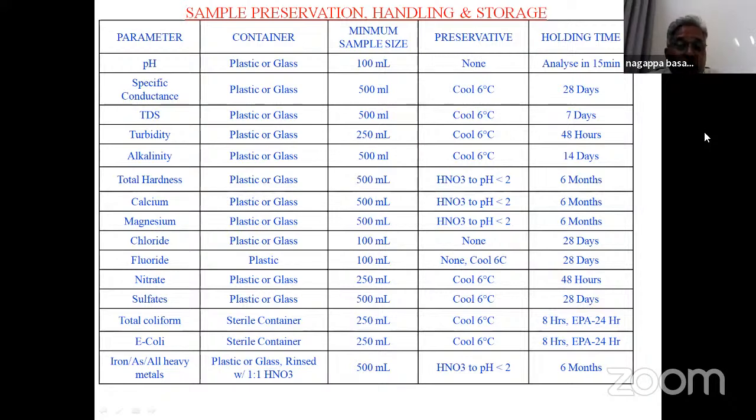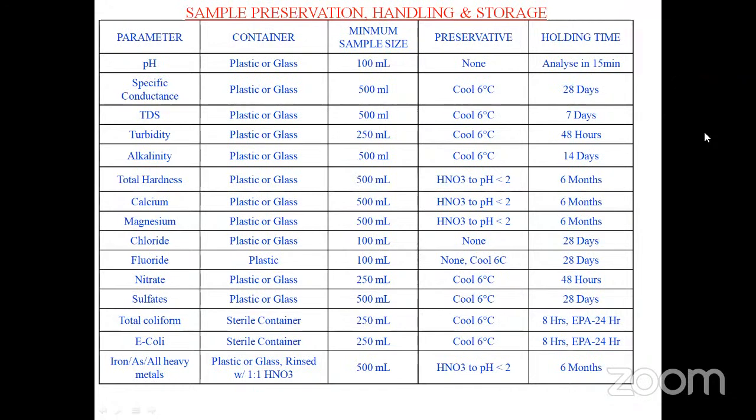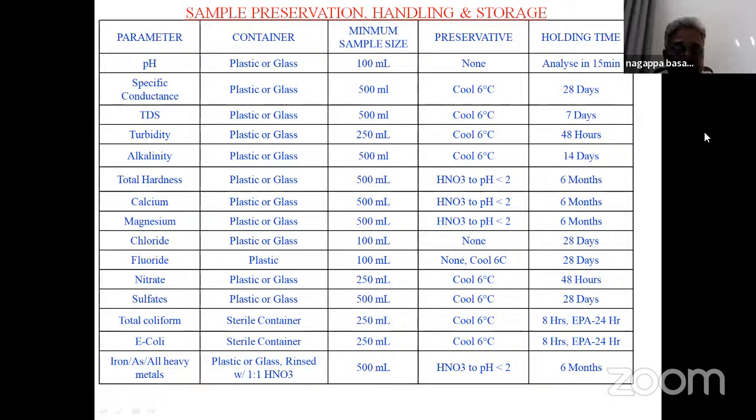Turbidity, within 48 hours we have to analyze it. If it is more than that, the turbidity is going to settle down along with the sedimentation process. Alkalinity, 14 days we can keep it. Hardness, 6 months we can keep it. Fluoride, 28 days. Nitrate, 48 hours.